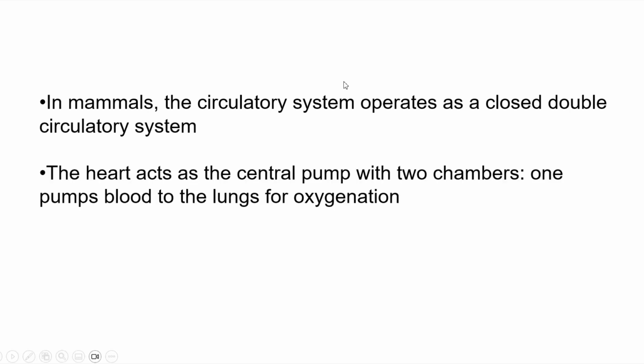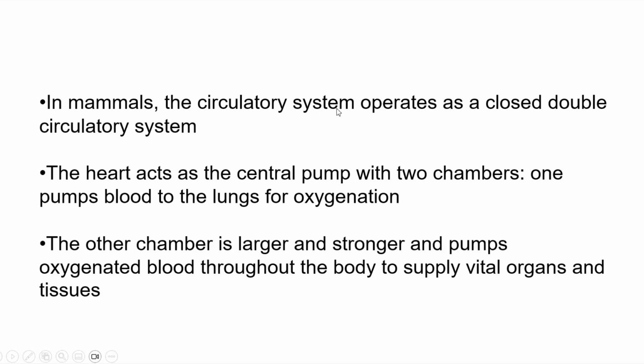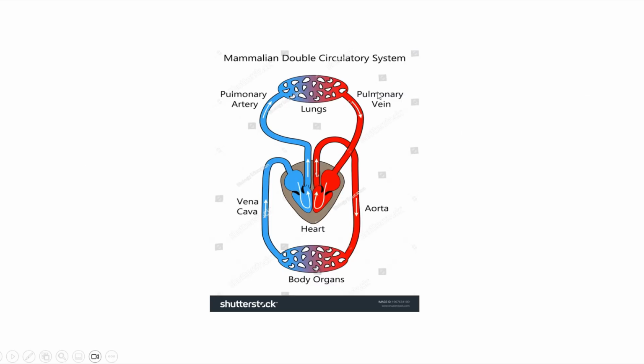The heart acts as a central pump here with two chambers. One pumps the blood to the lungs for oxygenation, and one pumps it to the body. The other one is a lot larger and a lot stronger, because to move blood from the heart to the body, it's going to need quite a big pump. So there you go. Alright, cool. So effectively this is how it works.